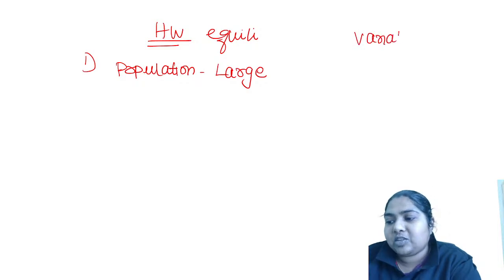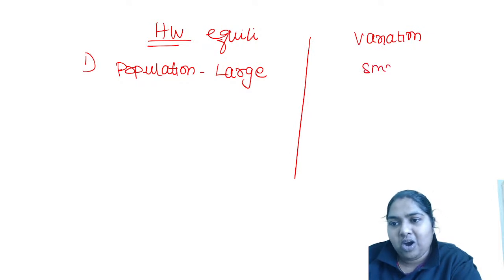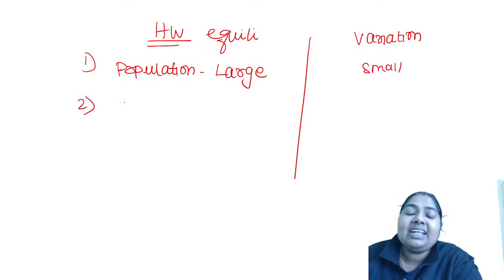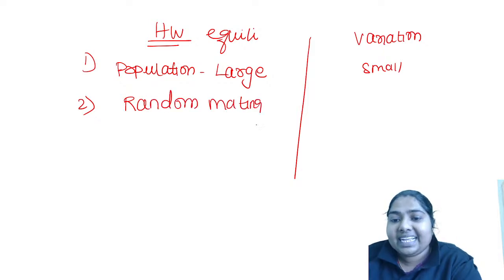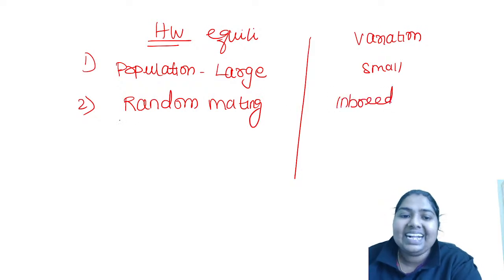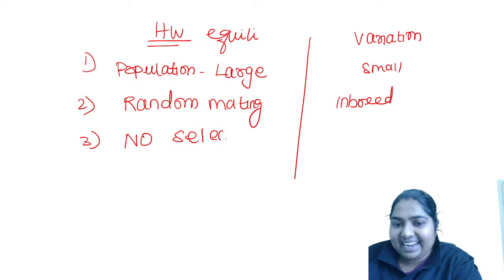Whenever there is going to be variation, the population is going to be small. Then there should be only random mating, and we don't encourage inbreeding. If inbreeding is there, it is going to become like a variation. Good. And the third point, we saw that there should not be any selection.